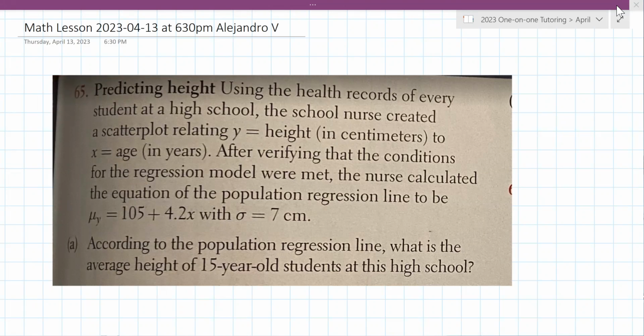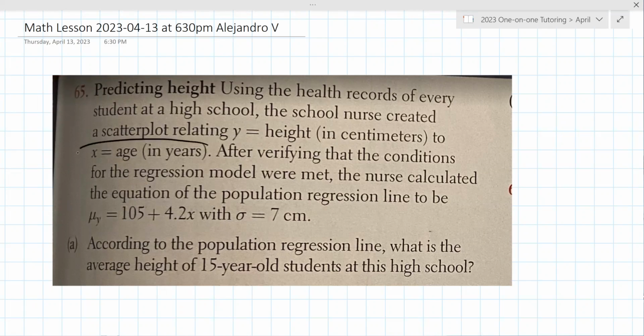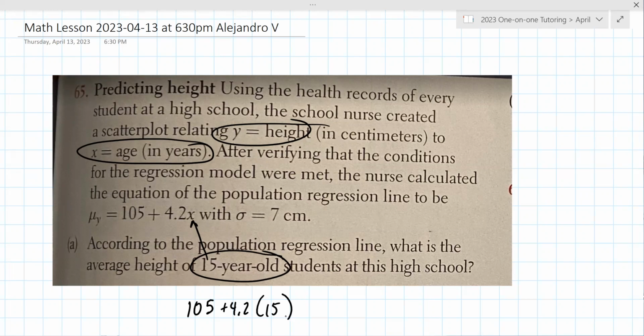All right. Using health records of every student at a high school, a school nurse created a scatter plot relating y equals height in centimeters to age in years. So it's very important for you to recognize what x represents and what y represents, because they're either going to give you an x to find y or a y to find x. In this case, they ask, according to the population regression line, what is the average height of a 15-year-old student? Are they giving you x or y here? They're giving us x. So you're going to put that number into the equation: 105 plus 4.2 times 15.